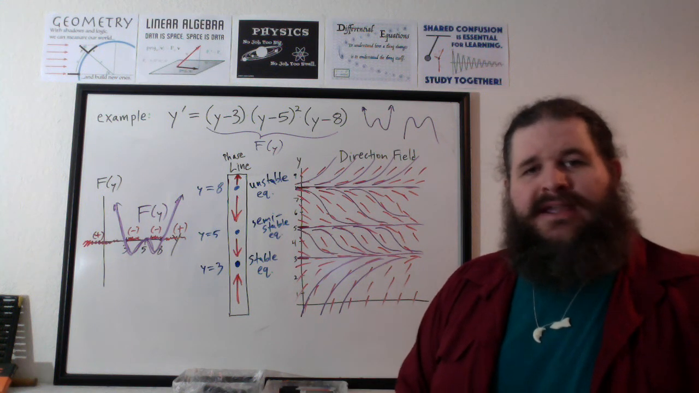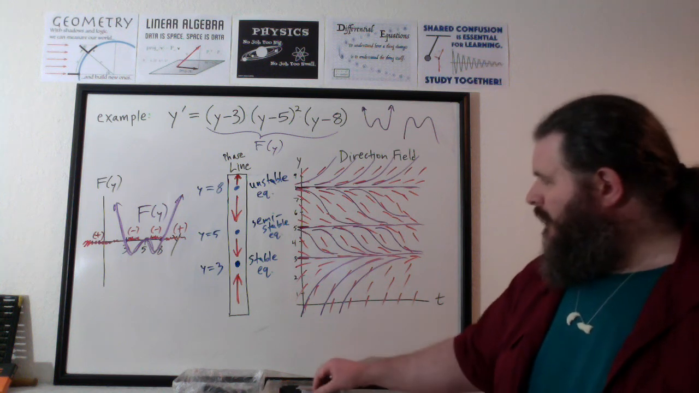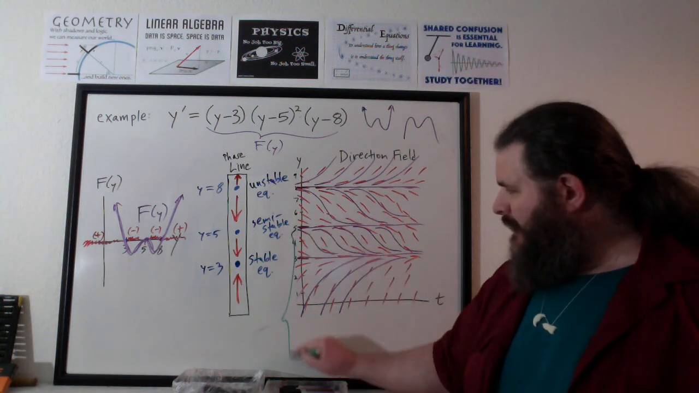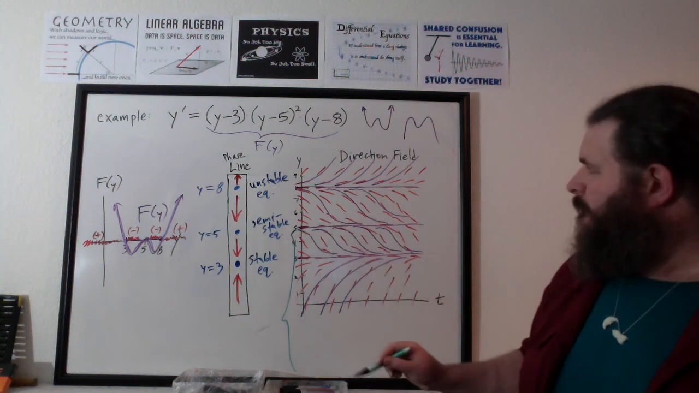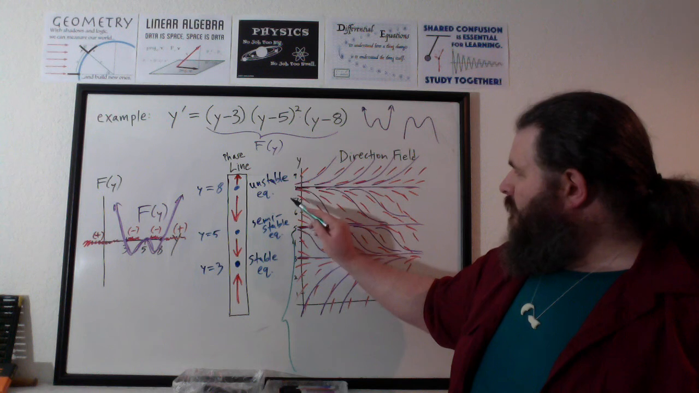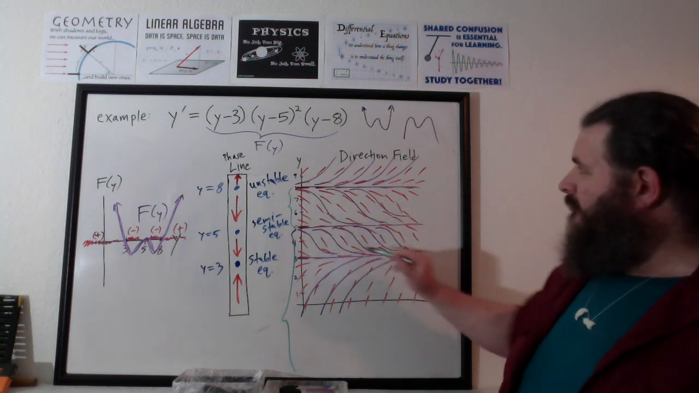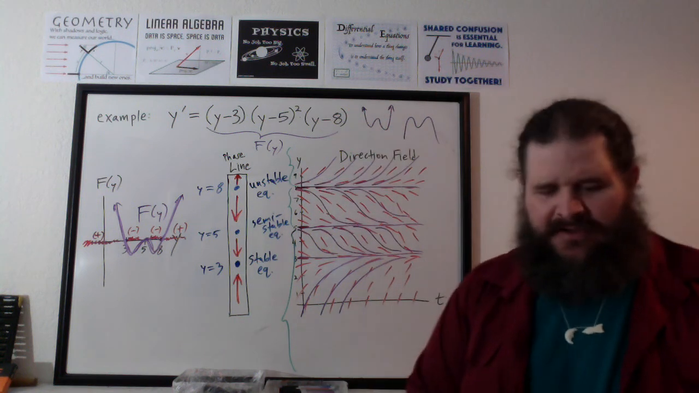And we can even predict the end behavior and categorize everything. It looks like if the initial conditions are anywhere between 5 and negative infinity, all those initial conditions lead to converging towards 3. Any initial conditions between 5 and 8, all those initial conditions converge towards 5. Anything where the initial condition is greater than 8 shoots off to positive infinity.